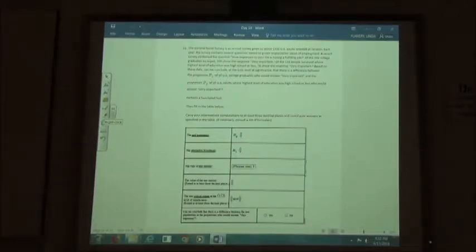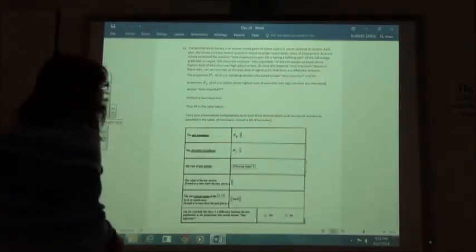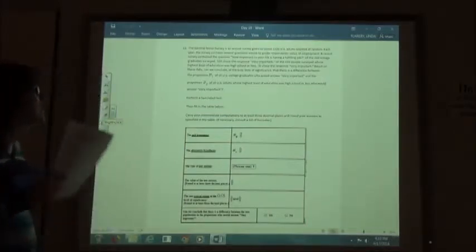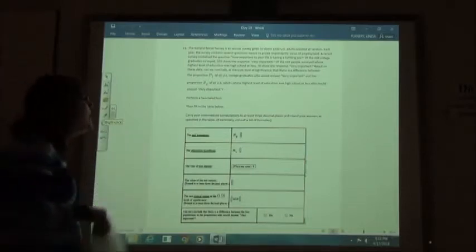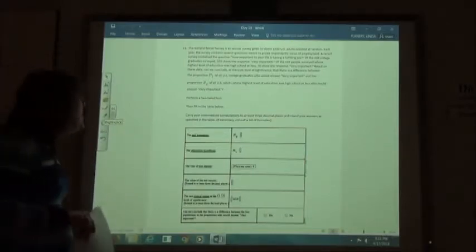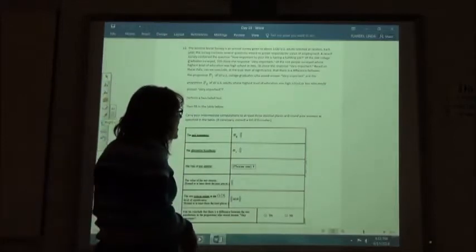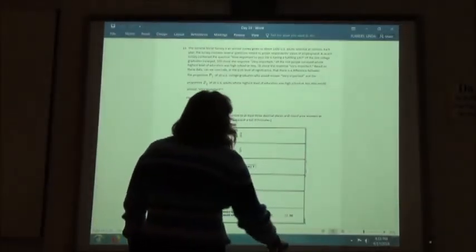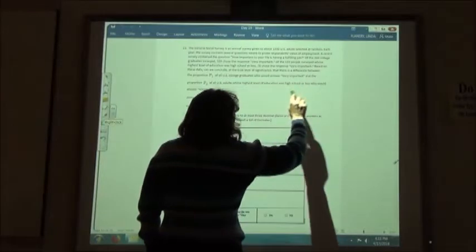Based on this data, can we conclude at a 0.05 level of significance that there is a difference between p1, which is the college graduates, and p2, which is those whose highest level of education was high school? So, is there a difference?